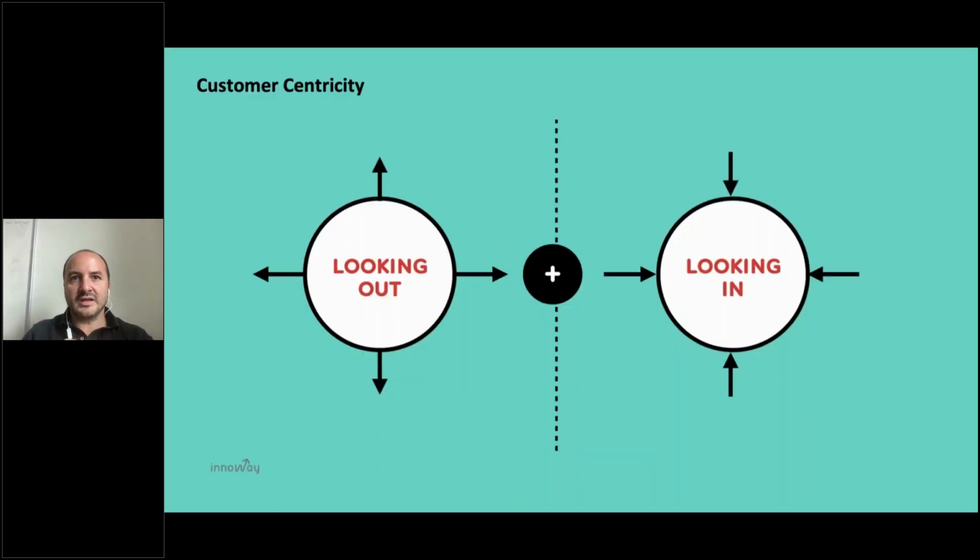So what we usually do is we follow two approaches: looking into the company, which companies are very good at doing, but also what we provide is more the looking out approach, where we push the organization to talk to customers in a different way, so you can have another feedback.